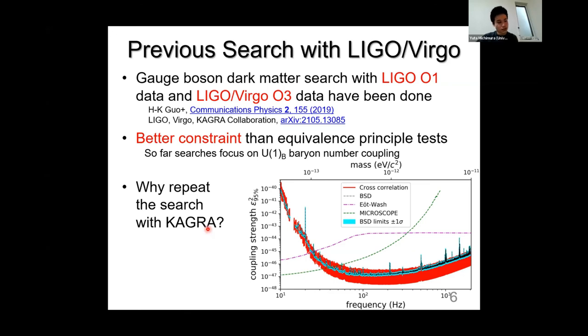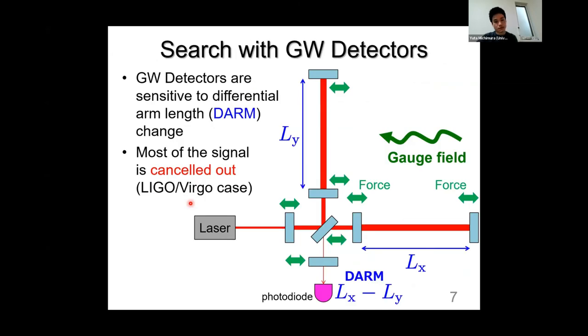And as you may know, KAGRA is less sensitive than LIGO at the current sensitivity. So you might ask, why do we want to repeat the search using KAGRA? So let's see how a gravitational wave detector works. A gravitational wave detector looks like this. And what we usually use is this X arm length and the Y arm length. We measure the length difference between this X arm and the Y arm and detect the interference pattern at this detection port, and the signal is proportional to Lx minus Ly. Since gravitational waves introduce differential arm length change, this is very sensitive to gravitational waves.